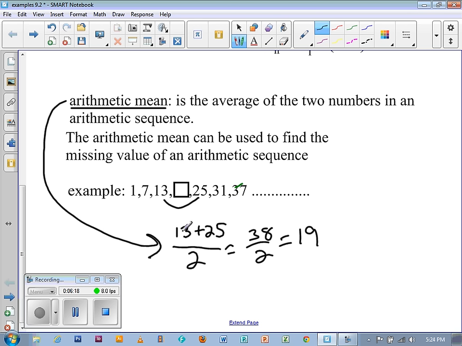And you may ask, why can't I just use the common difference? Well, there'll be problems where you'll just be provided 13 and 25, and you won't know the common difference. So this is the strategy that you need to use to come up with that missing value. Again, it's just an averaging technique, which involves taking the two numbers on the outside and averaging them up to see what that next number in line would be.